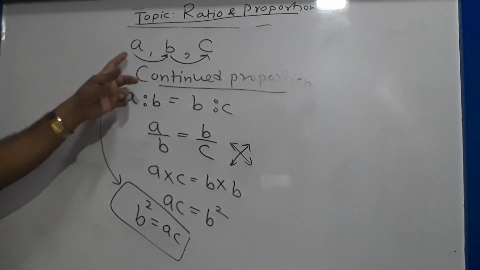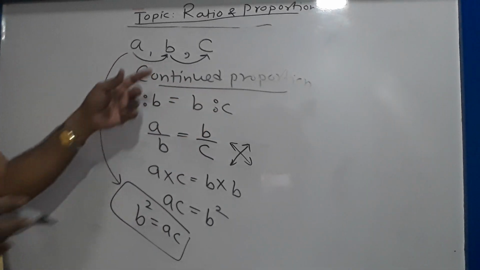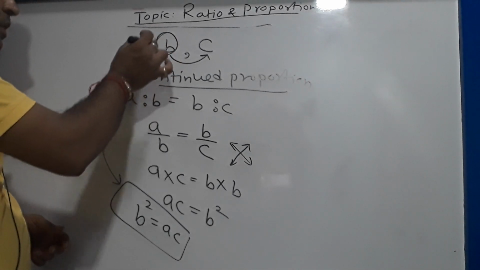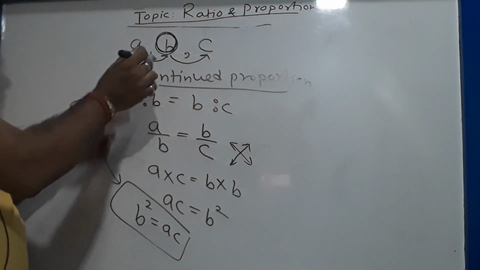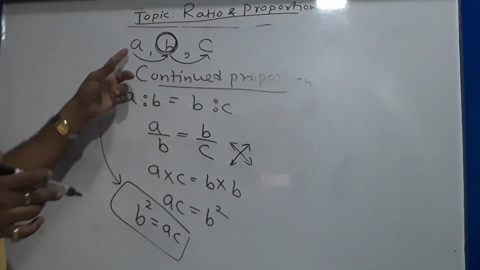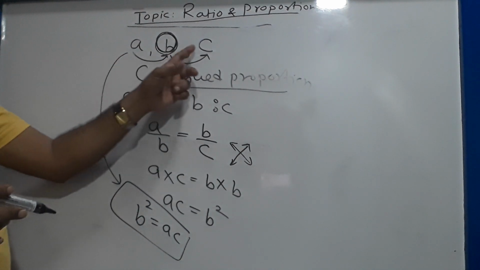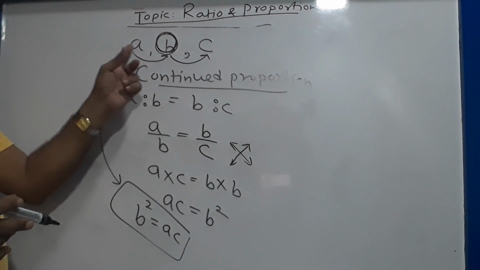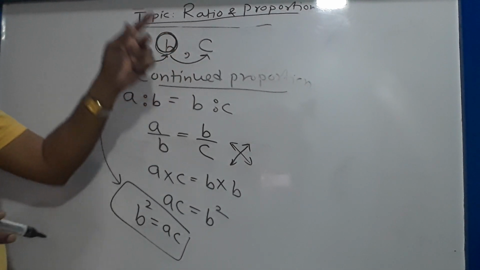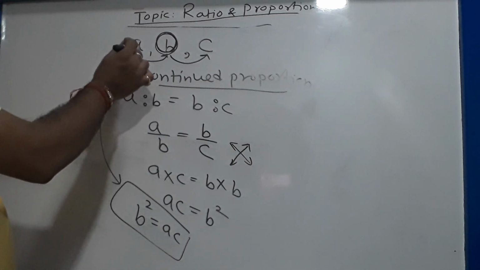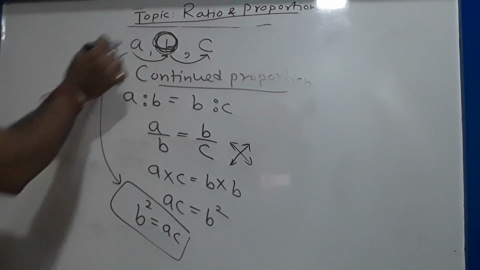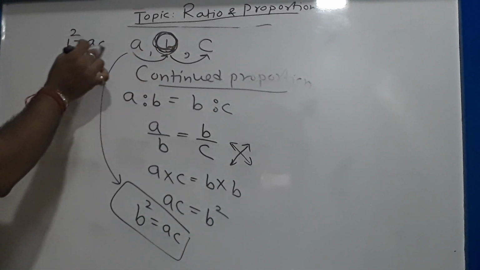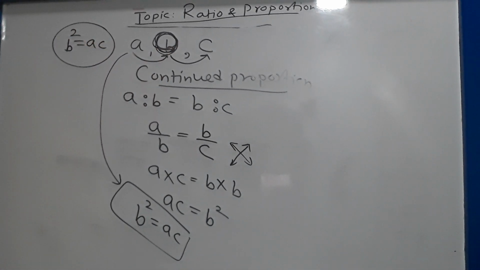So if three numbers A, B, C are in continued proportion, then which condition holds true? The square of the middle term, the square of the mean, is equal to the product of extremes. In A, B, C, A and C are at the extremes. So the square of the mean is equal to the product of extremes, that is, B square is equal to A into C. B square is equal to AC.